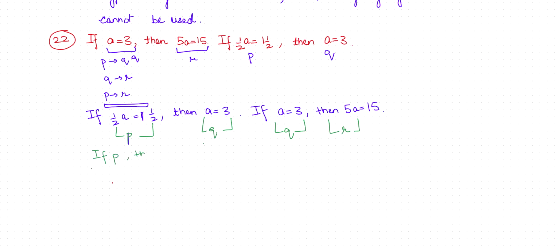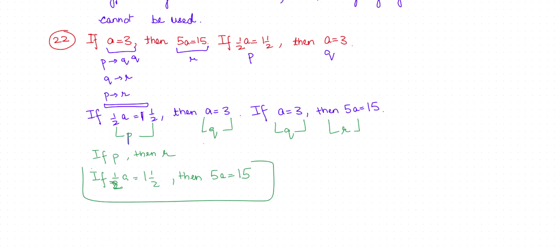Okay, so it will be, if half A is 3 by 2, or we can write exactly, it is given 1 by 2. Okay, then R, which is 5A, is equal to 15. So this is using the law of syllogism. We have written this is the conclusion.